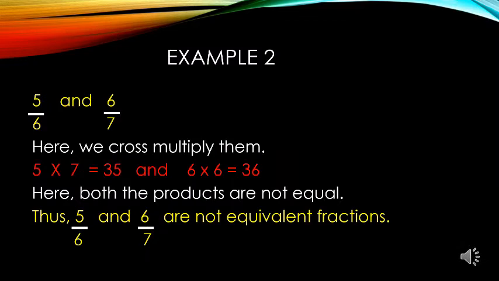Let us take one more example. Our two fractions are 5 by 6 and 6 by 7. So first we need to cross multiply them. So we get 5 multiplied by 7 gives us 35 and 6 multiplied by 6 gives us 36. Here both the products are not equal. Thus 5 by 6 and 6 by 7 are not equivalent fractions.